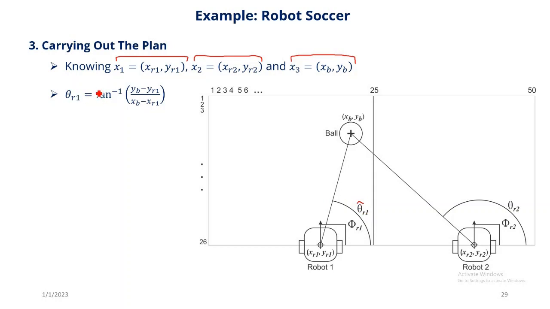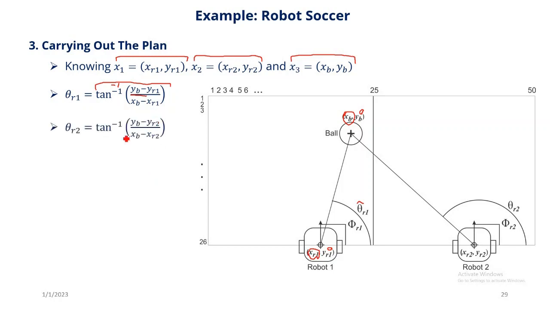The equation is theta 1 is equal to the arctangent. Arctangent, that's this minus 1, means arctangent of yb minus y1, everything over xb minus x1. You will find the formulas in any O-level textbook.